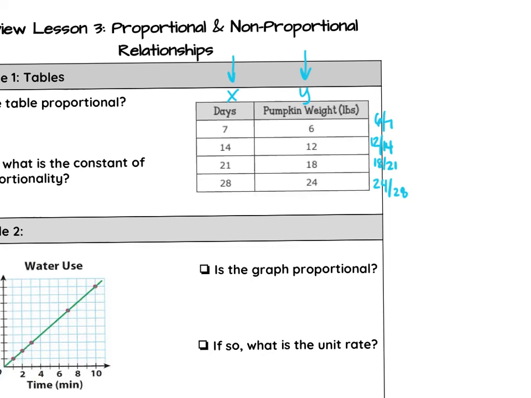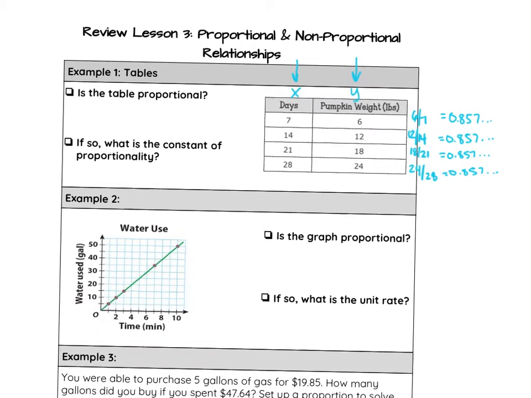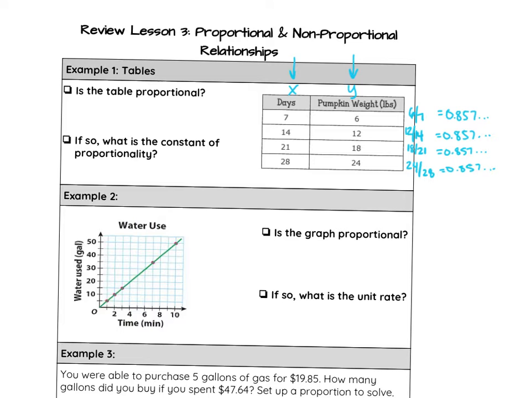So let me do this. So it looked like they were all the same number. The decimal was nasty, but they were all the same. So since they're all the same, this would be yes. The table is proportional, and our reasoning, because there is a constant rate of change.